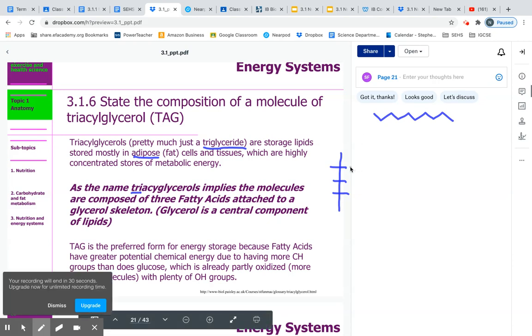So we can draw fatty acid number 1 here, fatty acid number 2 here, and fatty acid number 3 here. So that is the basic structure of tag, right? Tri means 3. What do we have 3 of? We have 3 fatty acids. And each of these fatty acids is connected. There's bonds here. Each of these fatty acids is connected to our glycerol molecule.